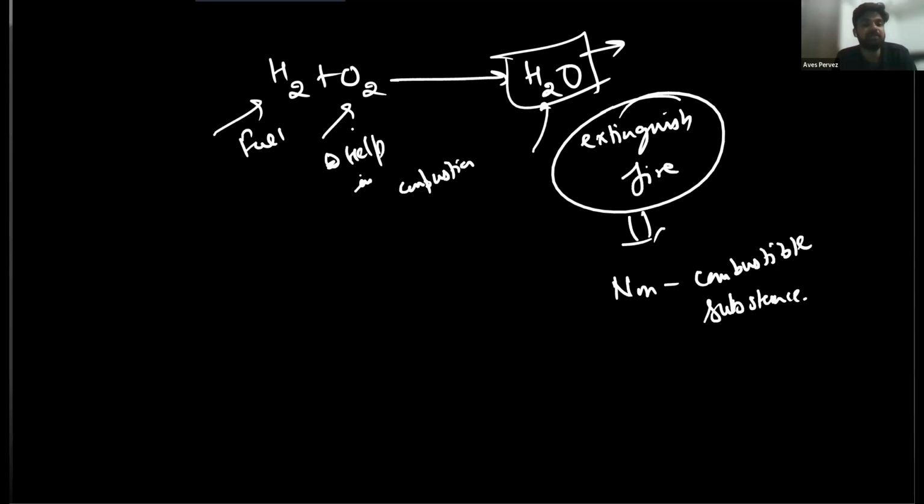Everybody in the class got it? Hydrogen is a fuel, oxygen helps in combustion, and both elements are present in water. So according to this, water should be a very combustible substance. It should catch fire easily, because one is fuel and the other is oxygen. They must combine together. But what does water actually do? Water extinguishes fire. We use it as a fire extinguisher.